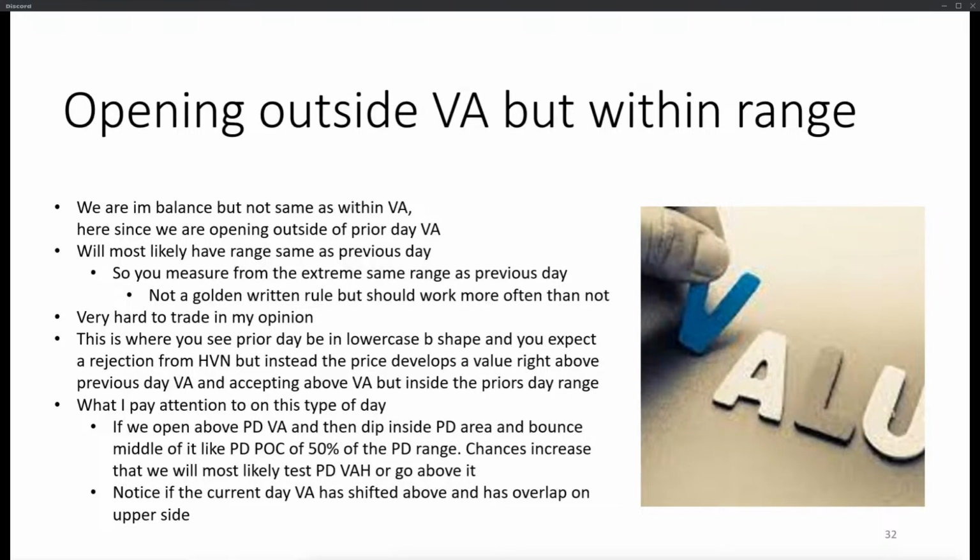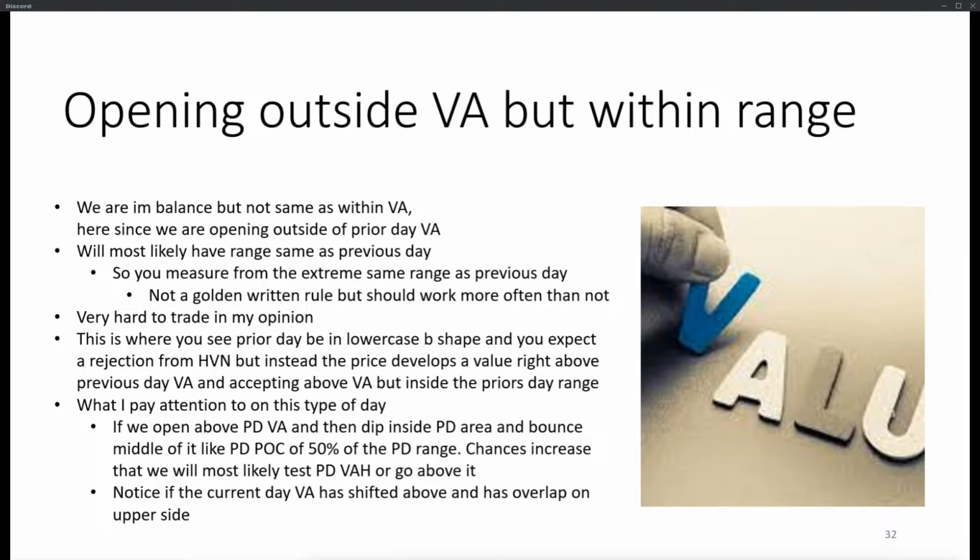Opening outside the value area but within the range, hopefully you guys can visualize that. You're stuck between the extremes of the 68% and the PDH or PDL, right? That's what this is. If this happens, you will most likely have the same range as the previous day when you back test this. It's not 100% accurate, but more times than not, the range of that day is going to be similar to the previous day.